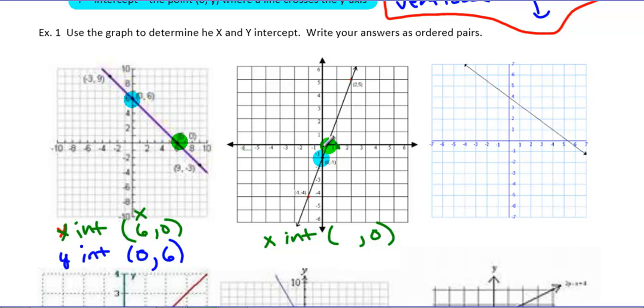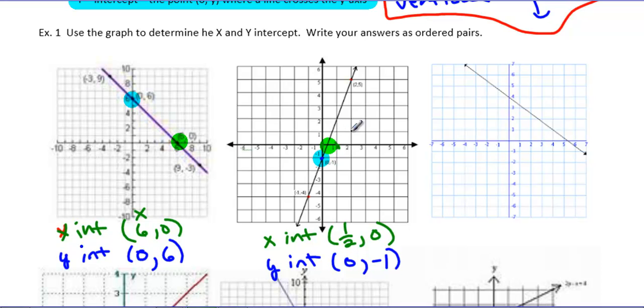So we're going to have to estimate. My best estimate looks like it cuts through in the middle of 0 and 1, so we would call that a half. Sometimes we're going to have to estimate on this. The y-intercept, again, is a point that has an x value of 0, and in this case, it crosses at -1. You can see that point clearly right there.